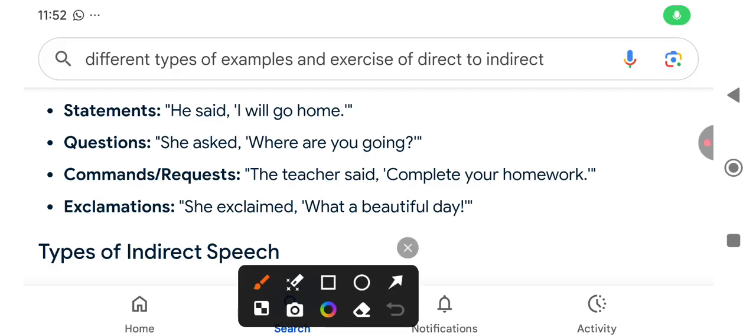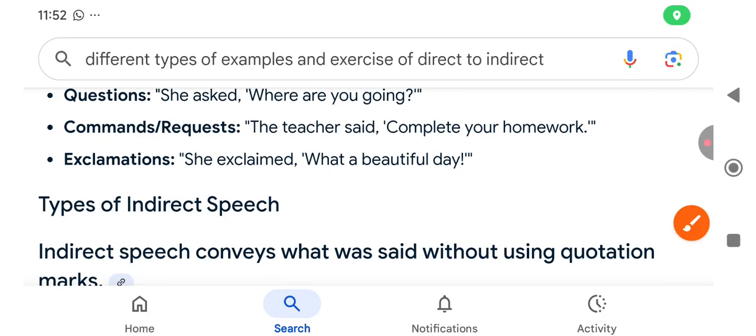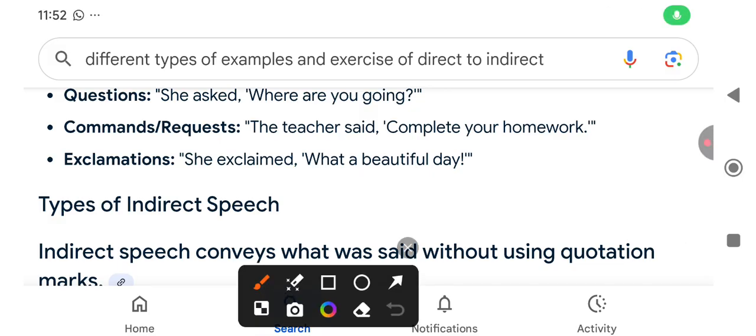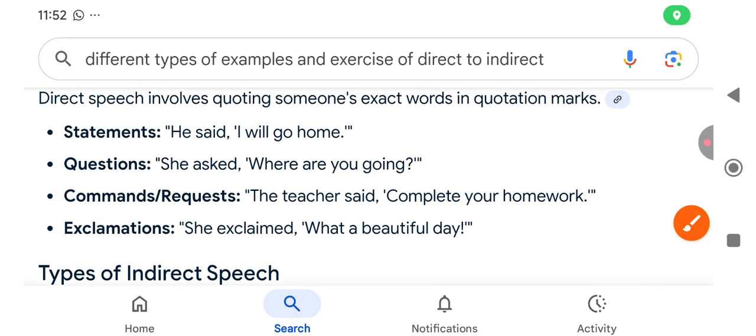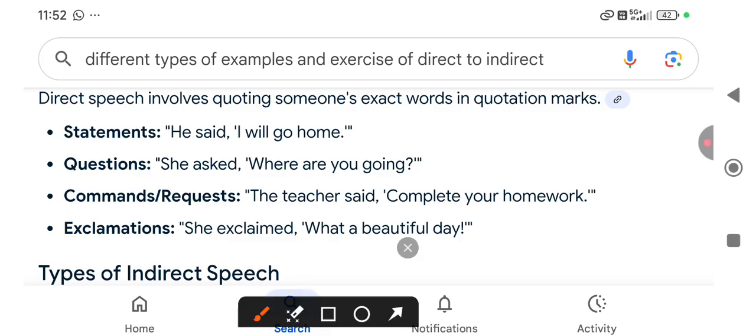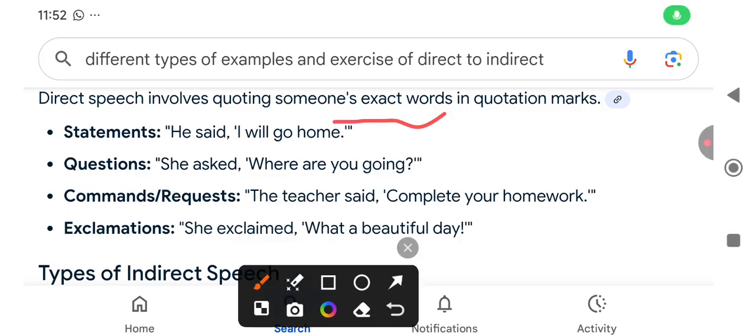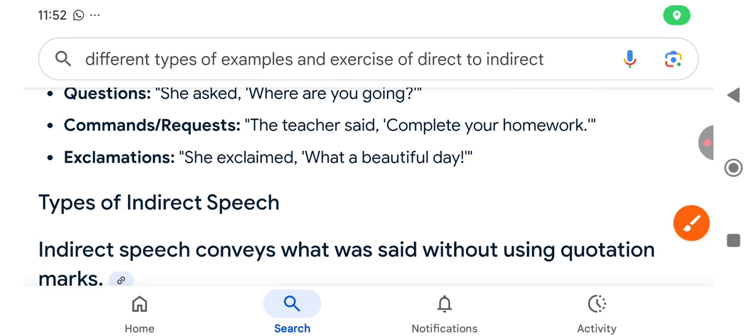Question means, she asked, where are you going? So she asked where I was going, something like this. Then command: the teacher said, complete your homework. This is a command. And for exclamation: she exclaimed, what a beautiful day. So these are the different types of sentences, right? And these all are direct speech. That is why speech is written within quotation marks, right?